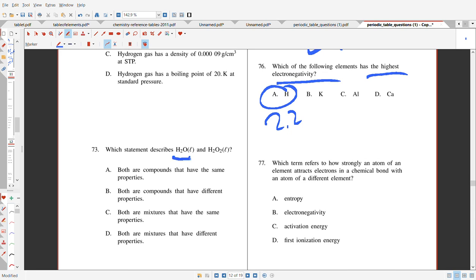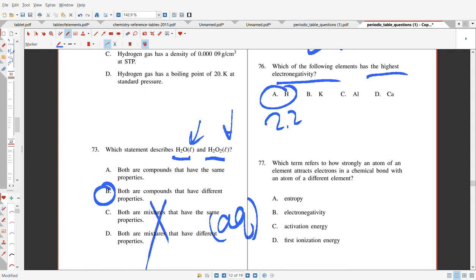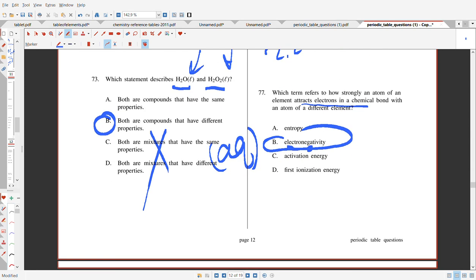Now, this is water and this is hydrogen peroxide. They're different compounds. You don't pick mixture. For mixture, you need aq, not liquid phase. So these are out. You only pick mixture if it says aq. What's the definition of attract electrons, out of the choices here? Electronegativity. Yeah, gaining. It's right in the word, gain electron.